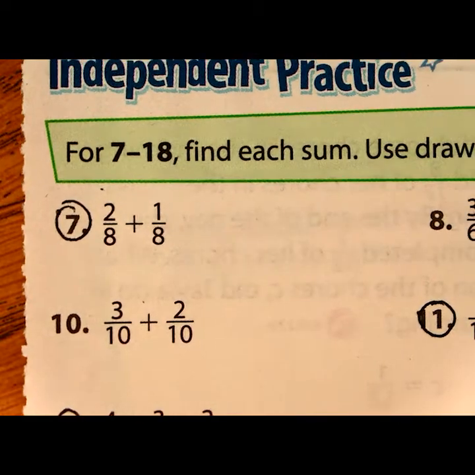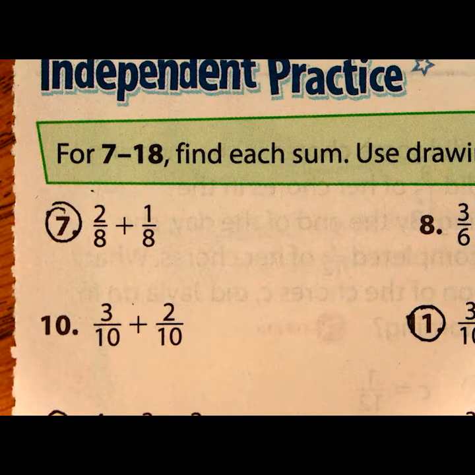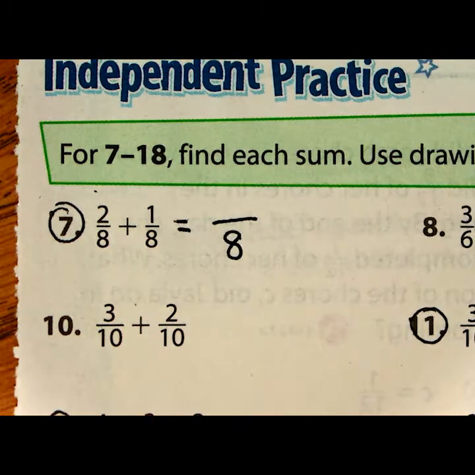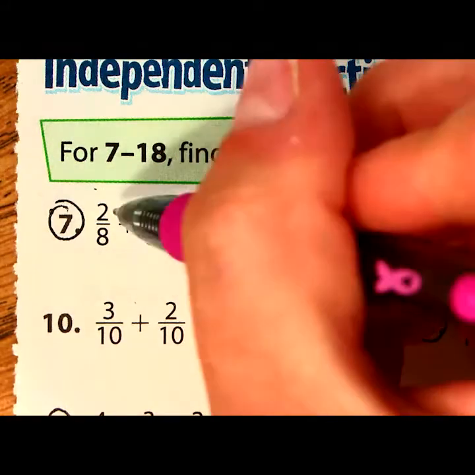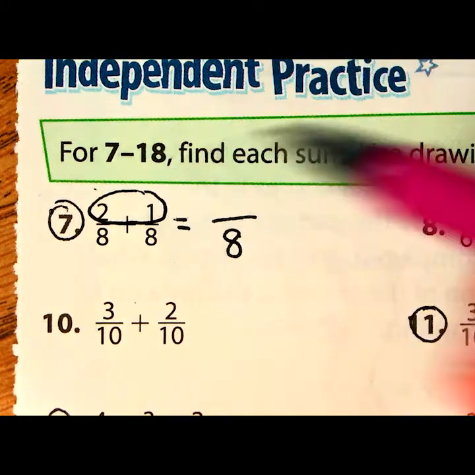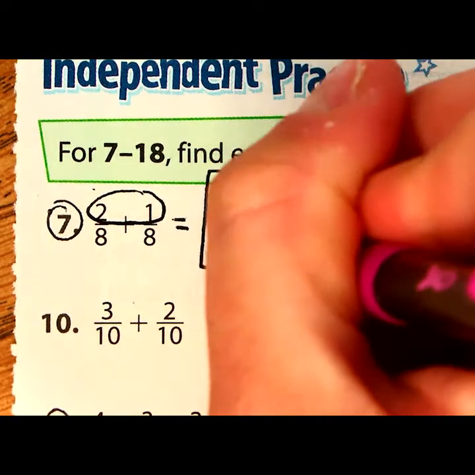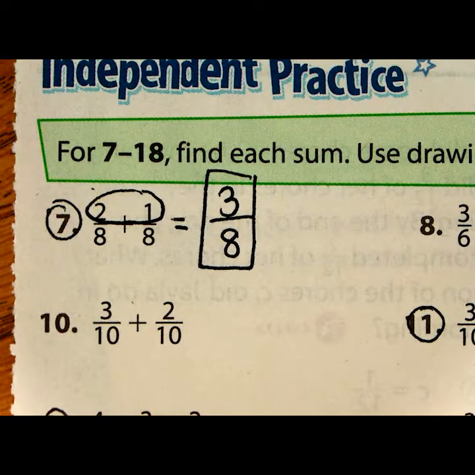So again, a review basically of what you did on Tuesday with adding fractions. We know that the denominator is not going to change, so we're still working with eighths. But now we're going to add these numerators, and 2 plus 1 is equal to 3. So we have a total of 3/8.